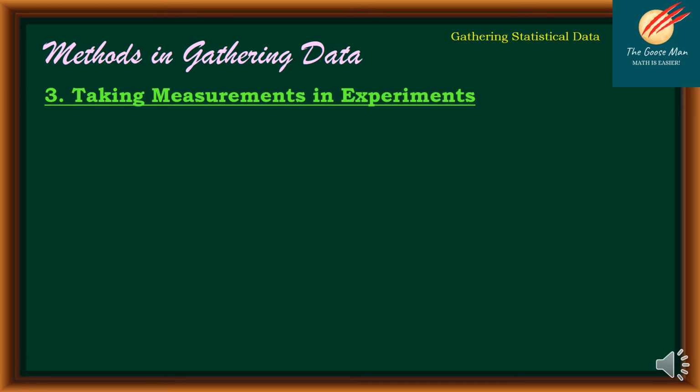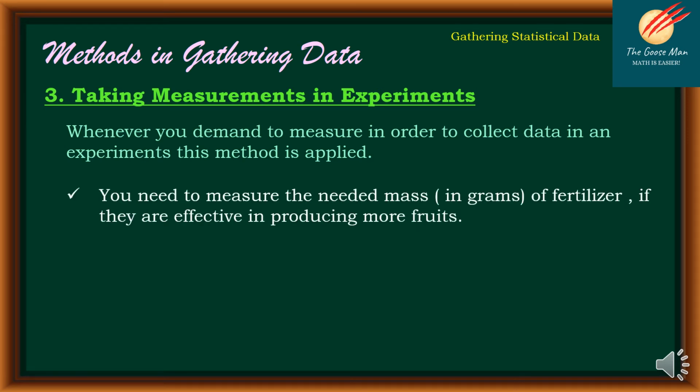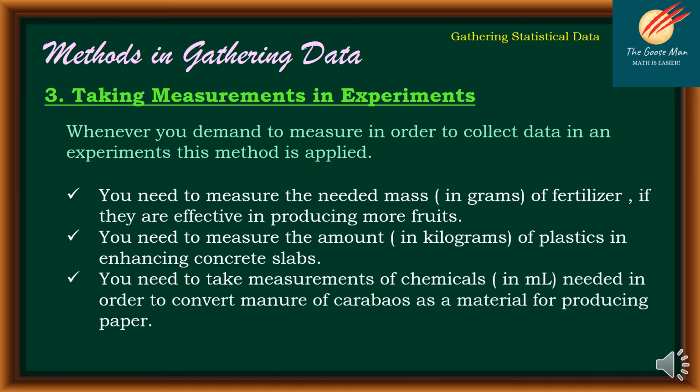Let's move on to the third method in gathering data, which is taking measurements in experiment. Whenever you need to measure in order to collect data in an experiment, this method is applied. For example, you need to measure the mass in grams of fertilizer to see if it is effective in producing more fruits. Another example is measuring the amount in kilograms of plastics in enhancing concrete slabs. And for the third example, you need to take measurements of chemical in milliliters needed in order to convert manure of carabaos into a material for producing paper.